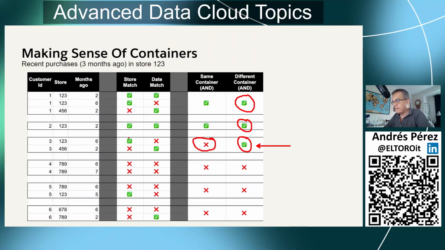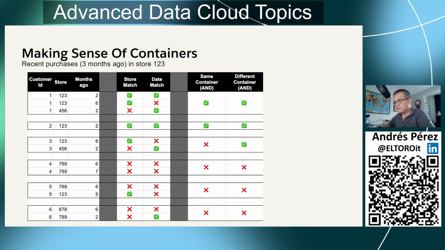Let's take a look. Does the store match? Yes, it does. Does the date match? Yes, it does. Is the match on the same container? No, it's not. Okay, so I'm not going to find it. Is it in a possible different container? Yes, so I'm going to find it. It could be on the same, so I find it, or it could be in different. But I find it if it is different, not if it is the same. Okay? All right.